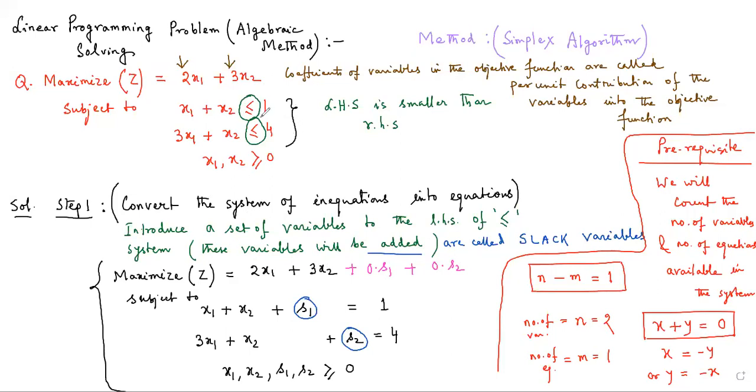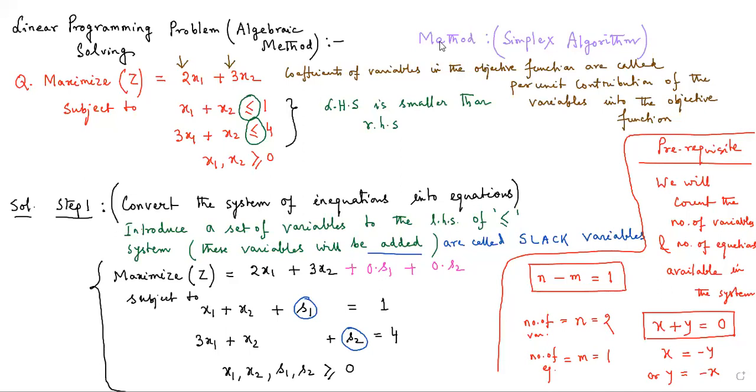But mathematically speaking, we need to show the contribution of s1 and s2 without affecting the objective function, which can only be done by multiplying s1 by constant 0 and multiplying s2 by constant 0. So that's why I have written the new objective function in this particular way. And this is our new objective function.